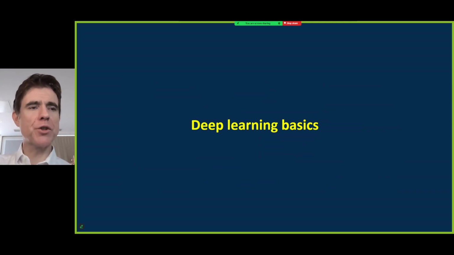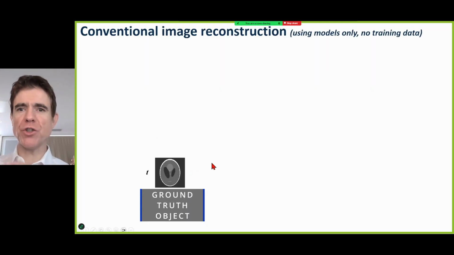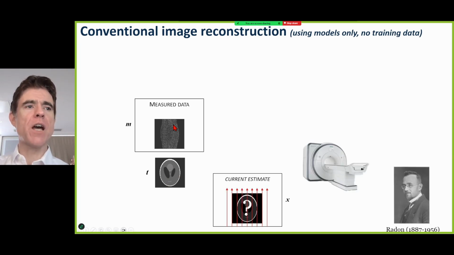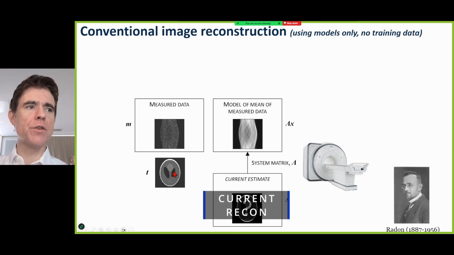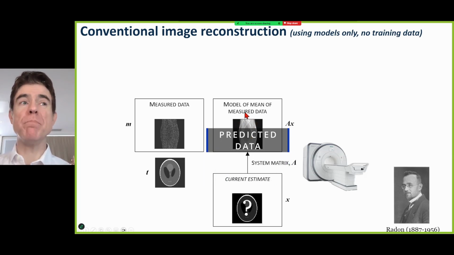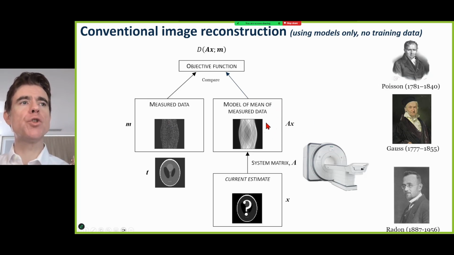Okay, so some basics of deep learning then for reconstruction. Conventionally, here's a ground truth image, which is normally ignored, of course, in conventional reconstruction. We've got some ground truth image for which we collect some measured data. And then what we're doing conventionally in reconstruction is taking some guess of what that true activity distribution is, and we apply some forward model, some system matrix, to actually model the mean of the measured data. And then what we do is compare the measured data to our forward model of the mean. And then we use an objective function to compare between our model and the measured data.